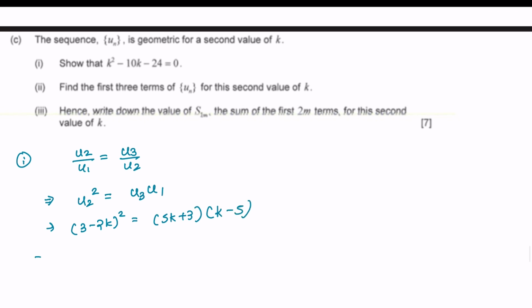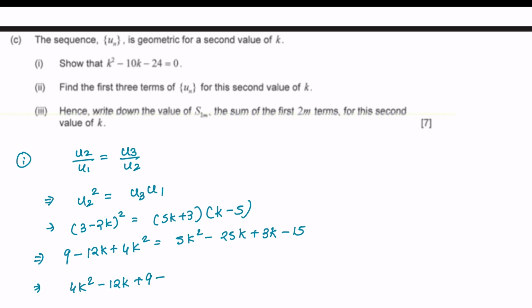If I open the bracket on the left side, it becomes 9 minus 3 times 2 times 2 is 12k plus 4k squared, giving me 5k squared minus 25k plus 3k minus 15. If I shift everything to the left side, I get plus 9 minus 5k squared minus 25 plus 3 is minus 22, which becomes plus 22 on this side and becomes 15.